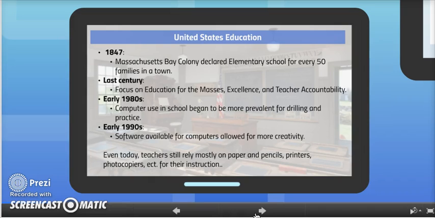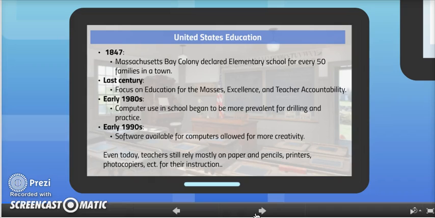Within the last century, the focus has really shifted to education for everyone, and even most recently, teacher accountability for that education. In the early 1980s, computer use in school started to be more prevalent, mainly for drilling and practice, so students really didn't have much they could do with the computers except for learning facts. And then in the 90s, more software was becoming available for these computers so that students could be more creative.